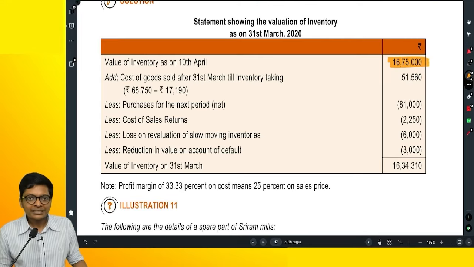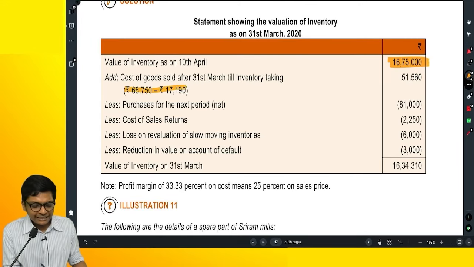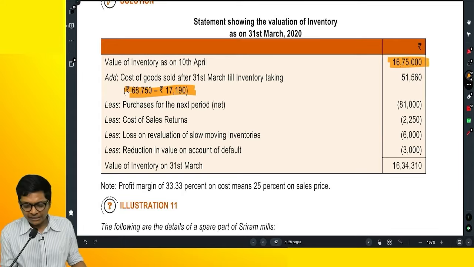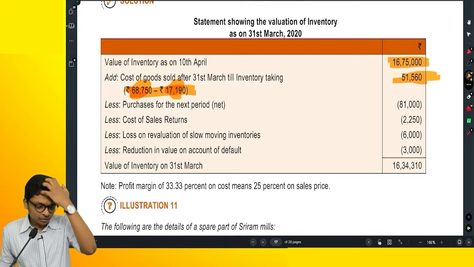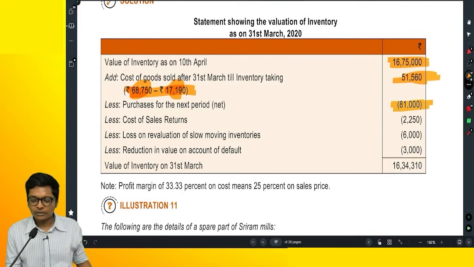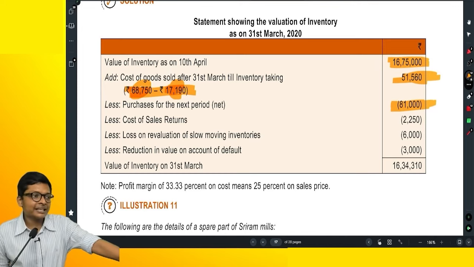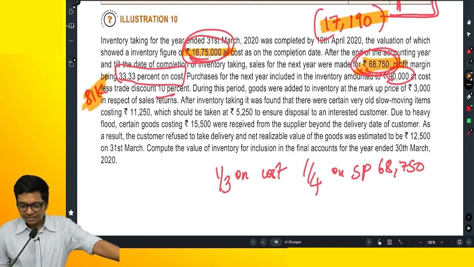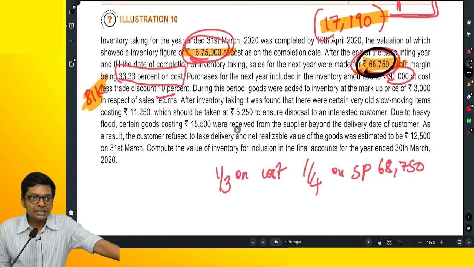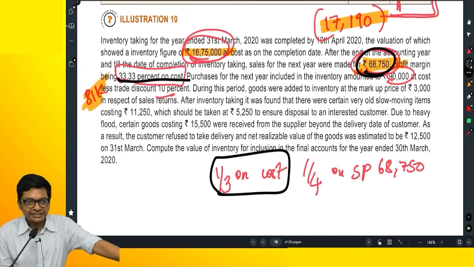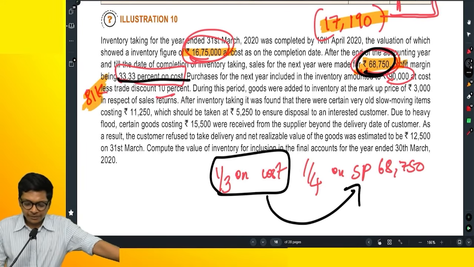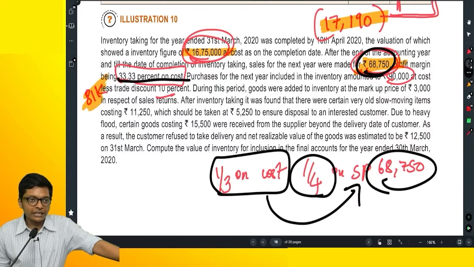The answer also will be the same till there. 16 lakh 75,000, he has done net here. Sales minus profit, add back that net amount. He added 68,750 and minus 17,190. Then reduce purchase of 81,000. Till here clear, guys? What is the sales price? 68,750. What is the profit margin? 33 and 1/3 percent on cost. So 1 by 3 on cost is 1 by 4 on selling price. 68,750 into 1 by 4. Tell me what you're getting.